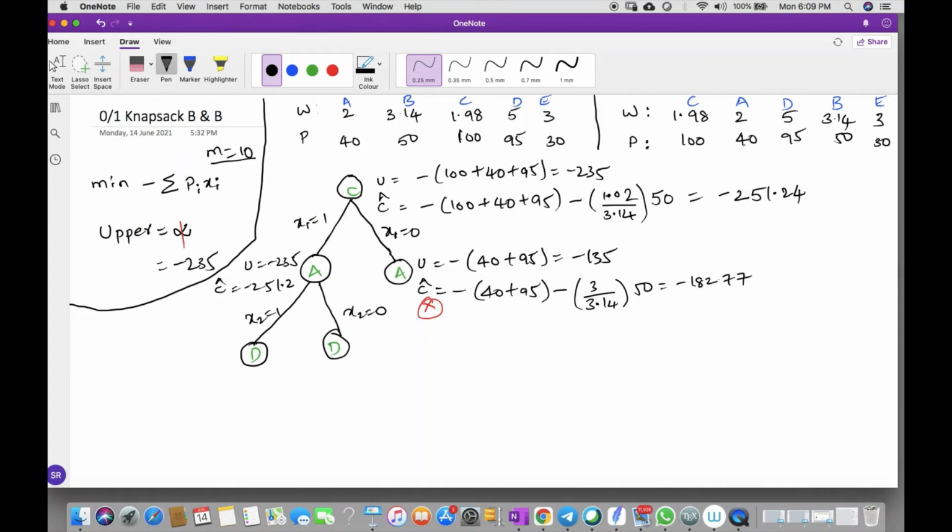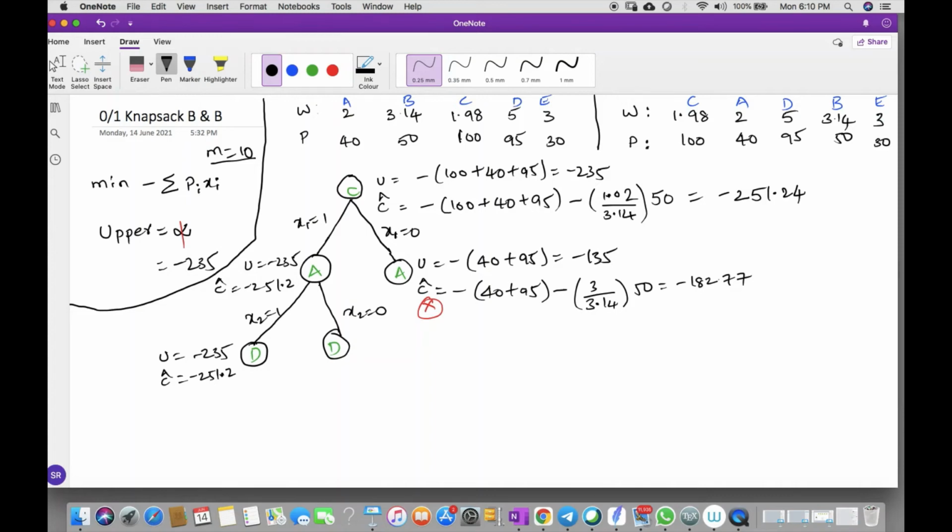When x2 is equal to 1, it is similar to the earlier case. So our u value would be exactly the same, minus 235, and C cap would be the same, minus 251.2, because in the first case also we included x1 is equal to 1 and x2 is equal to 1. So the cost would be the same. And there would be no updates because upper is still the best upper, which we found was minus 235. Whenever we find a better upper value, we will update it, and that better upper value will be obtained by one of these nodes.